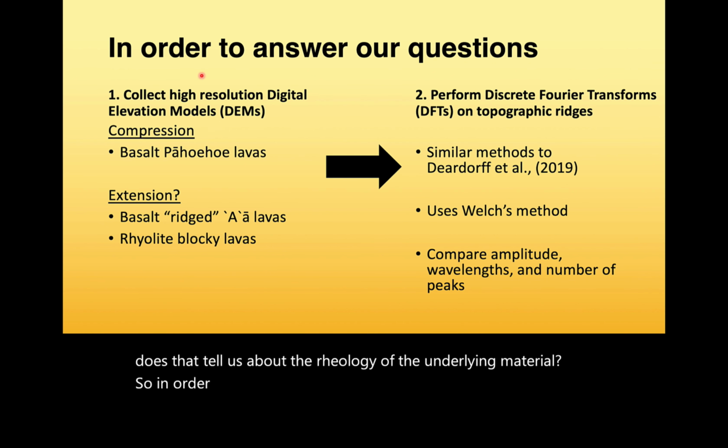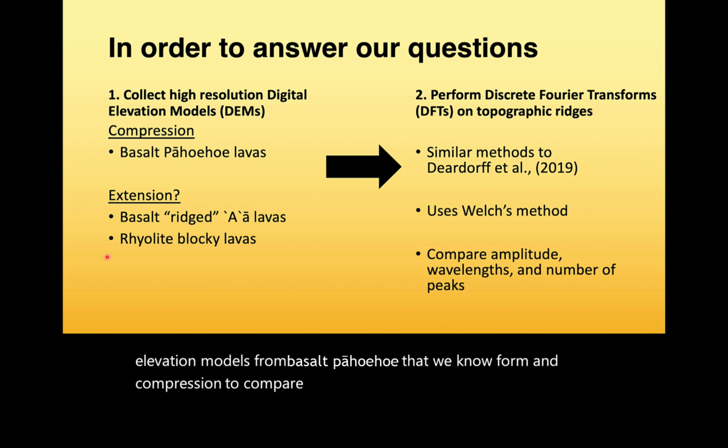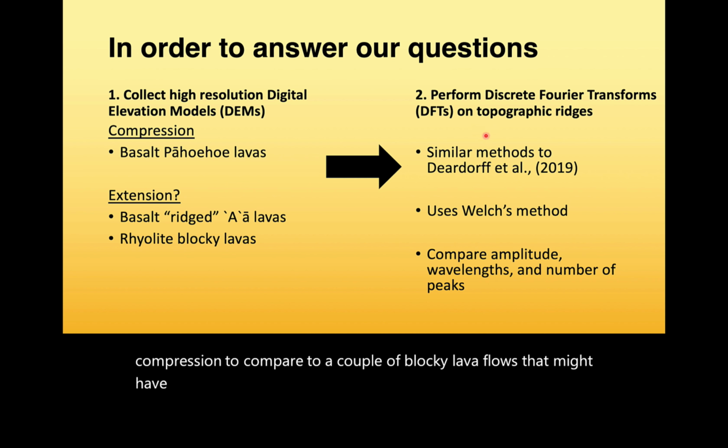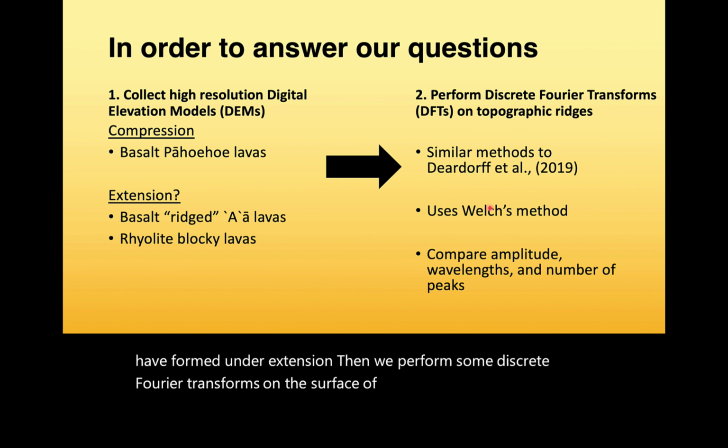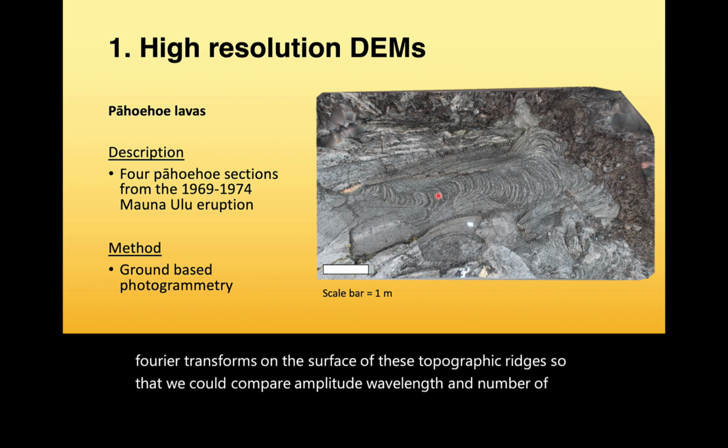So in order to answer this question, we collected a suite of digital elevation models from basalt pahoehoe lavas that we know form in compression to compare to a couple of blocky lava flows that might have formed under extension. Then we performed some discrete Fourier transforms on the surface of these topographic ridges so that we could compare amplitude, wavelengths, and number of peaks.